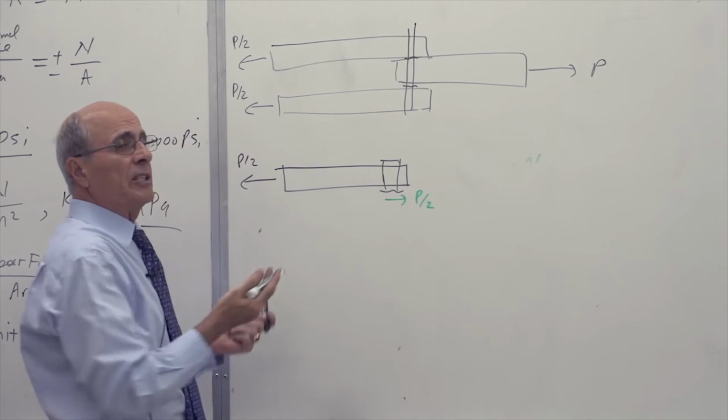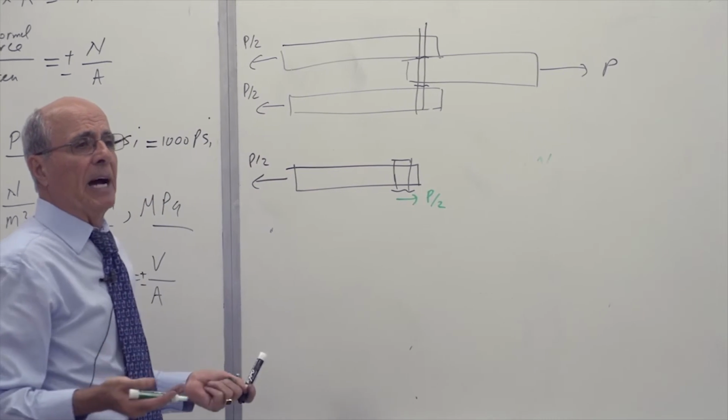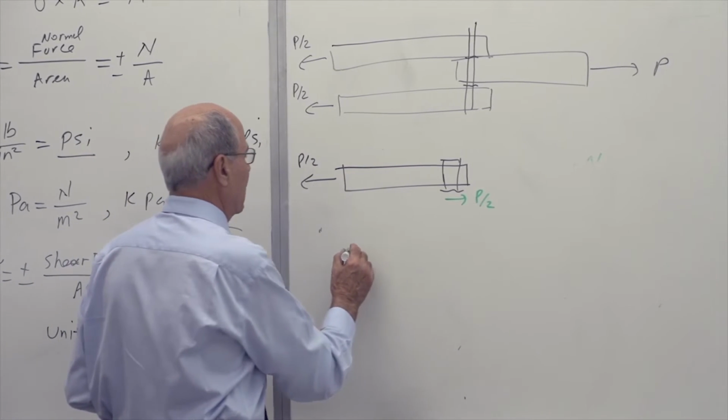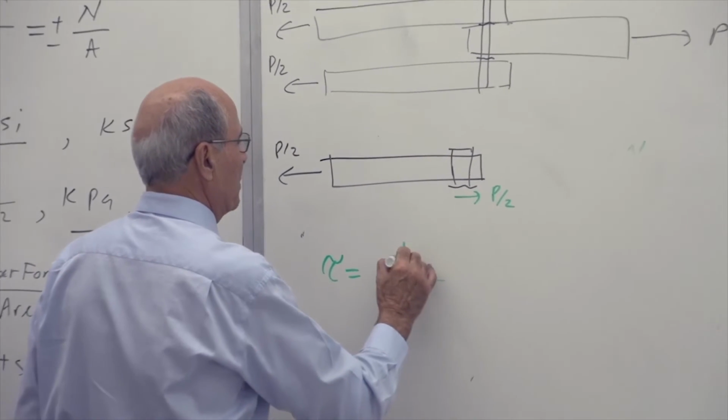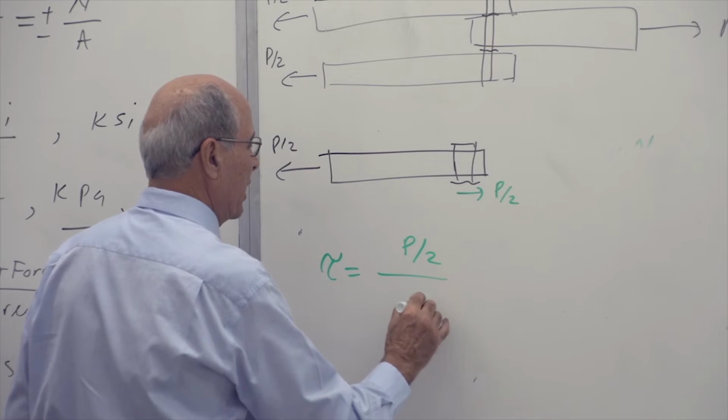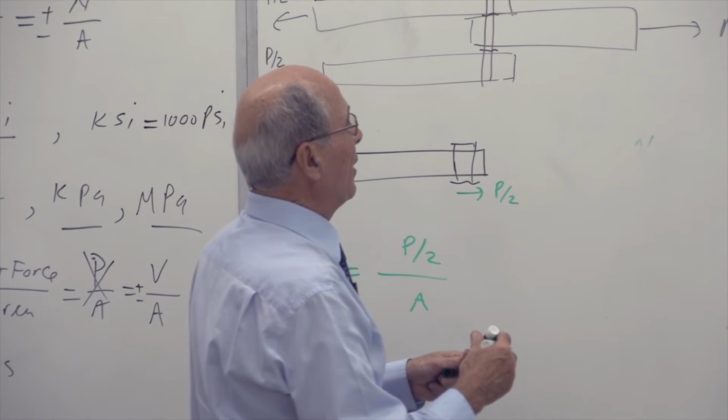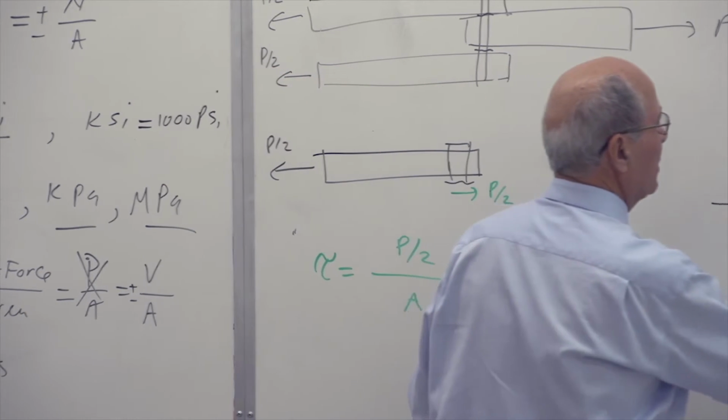Yes. So actually, shear stress becomes half. Yes, so we call it double shear. So tau, this time, becomes P over 2 over the area. Or you have another option to show the middle part.